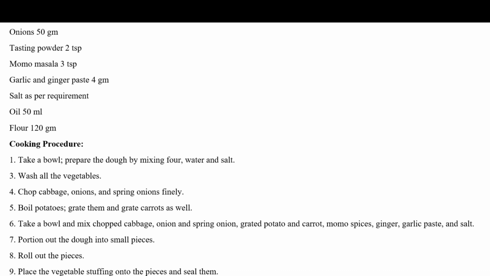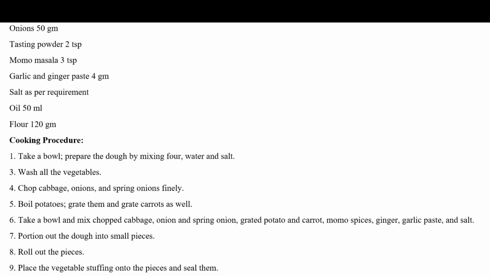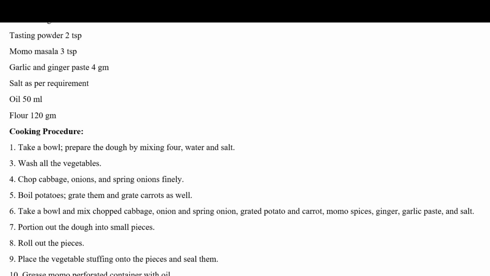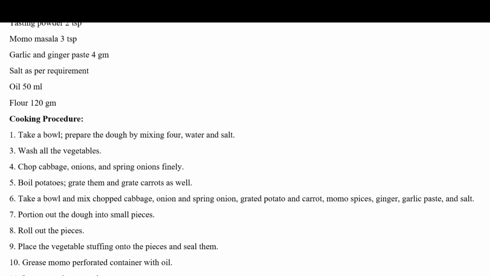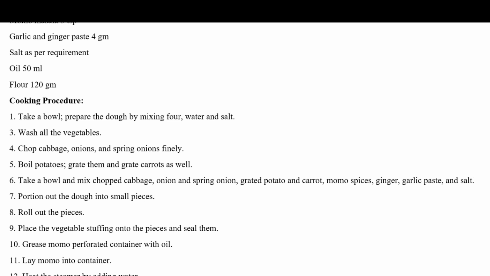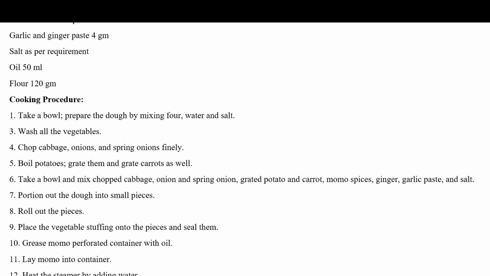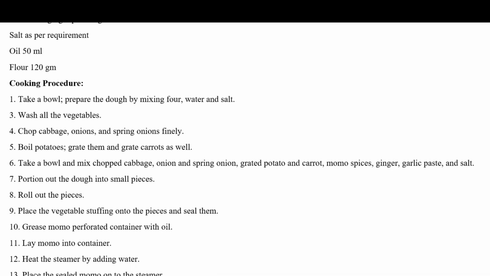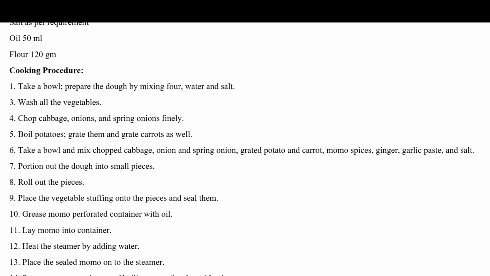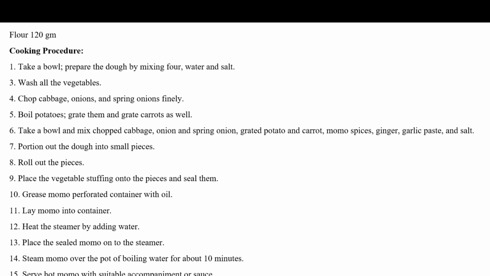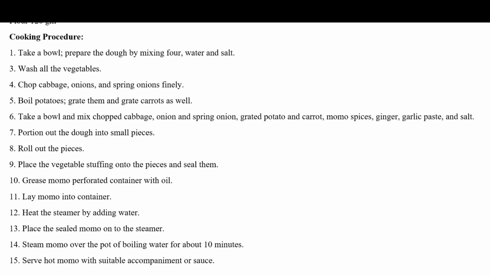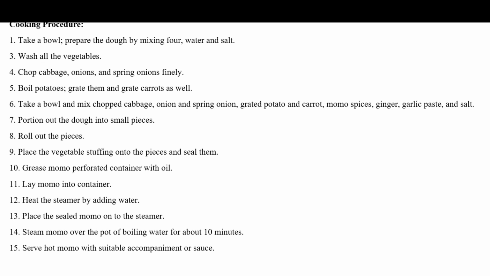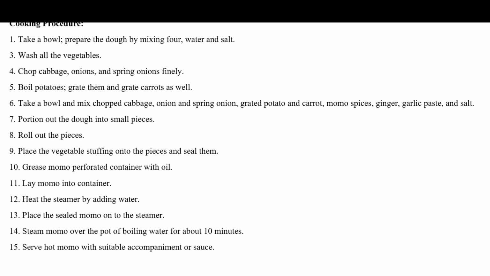8. Roll out the pieces. 9. Place the vegetable stuffing onto the pieces and seal them. 10. Grease momo perforated container with oil. 11. Lay momo into container. 12. Heat the steamer by adding water. 13. Place the sealed momo onto the steamer. 14. Steam momo over the pot of boiling water for about 10 minutes. 15. Serve hot momo with suitable accompaniment or sauce.